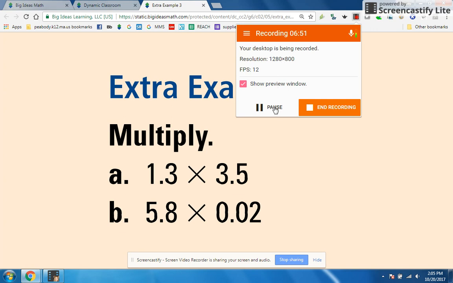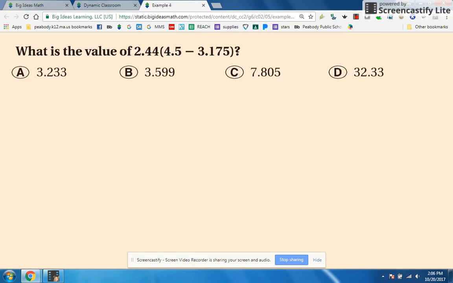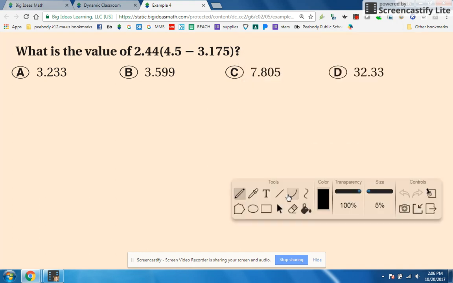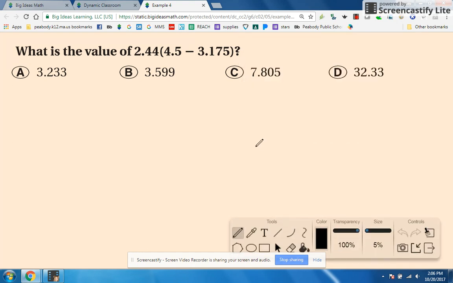So try those 2. This one is order of operations, so let's see if we can figure this one out. So it says 2.44 times, remember the number next to parentheses means times, 4.5 minus 3.175. So we need to do parentheses first. So I need to do my 4.5 minus 3.175. Now, because I am subtracting, I do need to line up my decimals, and I do need to add 0 so that everything is lined up correctly.